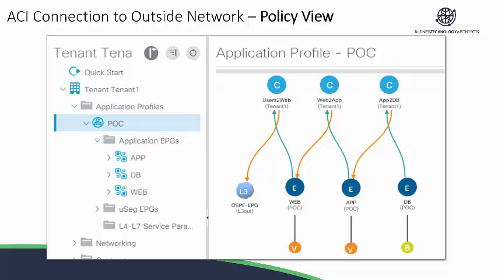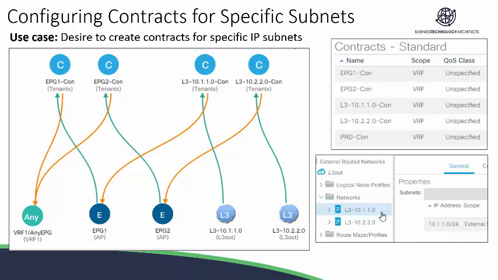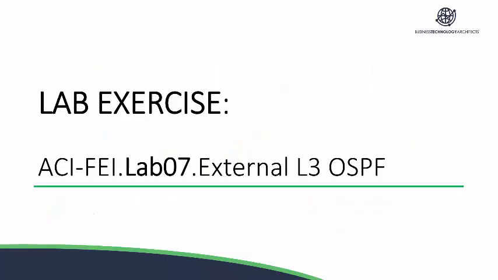If we expand the external bridge network and the external routed network, you can view the EPGs and where they're created. Here's your OSPF EPG. Then we can desire to create contracts for specific subnets. For this subnet, we can actually define contracts. If we expand the external bridge network and the external routed network, we can view the EPGs where these contracts were created.